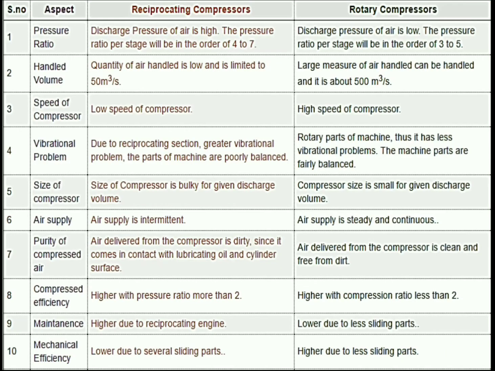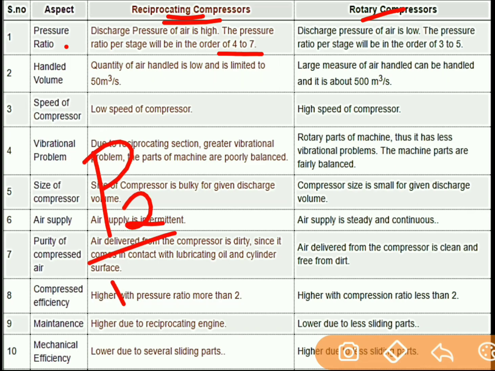Next is the comparison of reciprocating compressor with the rotary compressor. Reciprocating compressors are like single acting reciprocating compressors and rotary compressors are like rotodynamic compressors or positive displacement compressors. Pressure ratio, discharge pressure is high in case of reciprocating compressor, that is pressure ratio per stage will be of the order 4 to 7. So if we take the pressure at the exit as P2 and pressure at the inlet as P1, then a pressure ratio of 4 to 7 can be obtained with the help of a reciprocating compressor. Whereas in case of rotary compressor, a pressure ratio of 3 to 5 can be obtained.